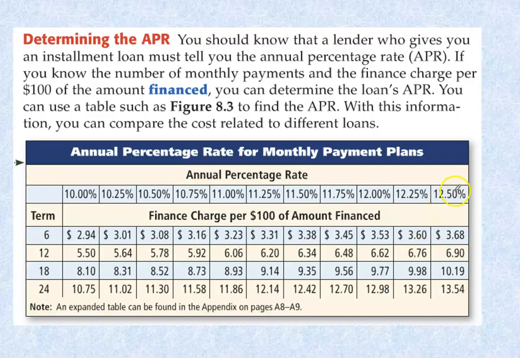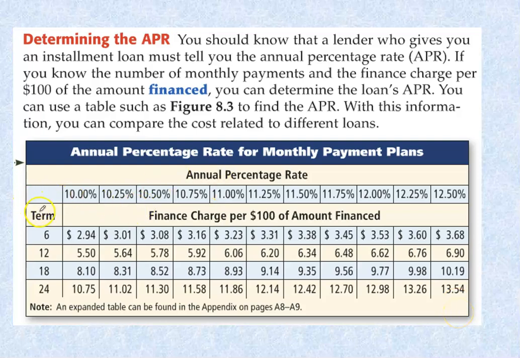Okay, so determining APR. You should know that a lender who gives you an installment loan must tell you the annual percentage rate. If you know the number of monthly payments and the finance charge per $100 of the amount financed, you can determine the loan's APR. You can use a table, such as the one in figure 8.3, to find the APR. With this information, you can compare the costs related to different loans.